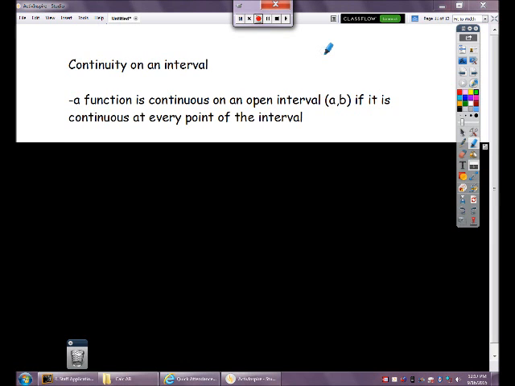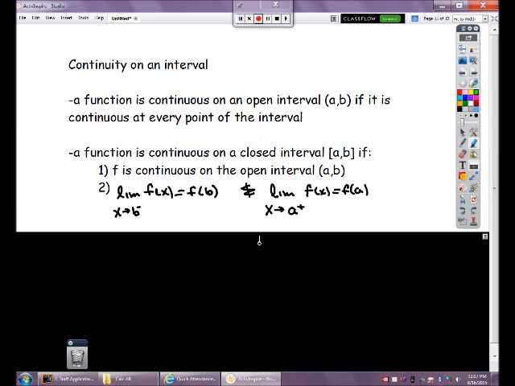So that's going to bring you to continuity on an interval. We would say that a function is continuous on an open interval from a to b, notice it's parentheses and open, so not including the endpoints, if it's continuous on every point in between. If I switch that to a closed interval, notice the brackets around a and b, including the a and b, two things would have to hold true.